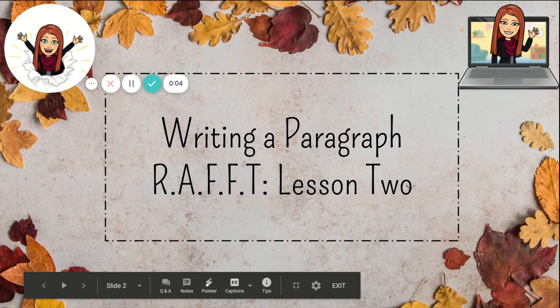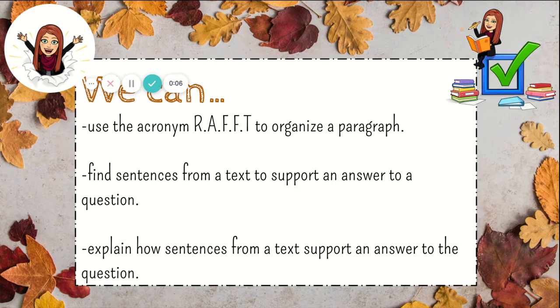Writing a paragraph, RAFFT, Lesson 2. Here is our focus for this week. We can use the acronym RAFFT to organize a paragraph. We can find sentences from a text to support an answer to a question. And last, we can explain how sentences from a text support an answer to the question. So let's look at how we're going to do all of this.